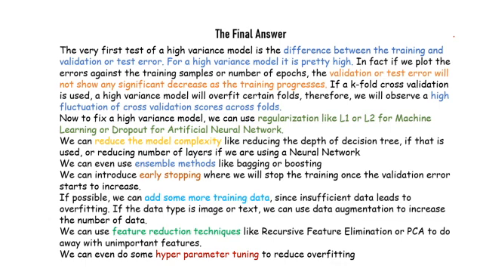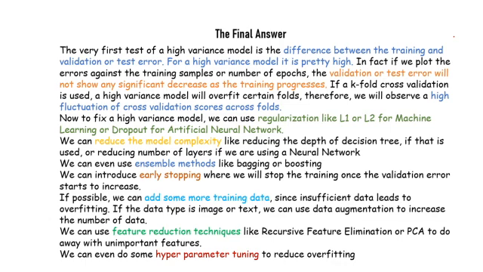If a k-fold cross-validation is used, a high variance model will overfit certain folds. Therefore, we will observe a high fluctuation of cross-validation scores across the folds. Now, to fix a high variance model, we can use regularization like L1 or L2 for machine learning, or dropout for artificial neural networks. We can reduce the model complexity, like reducing the depth of the decision tree if that is used, or reducing the number of layers if you are using a neural network.